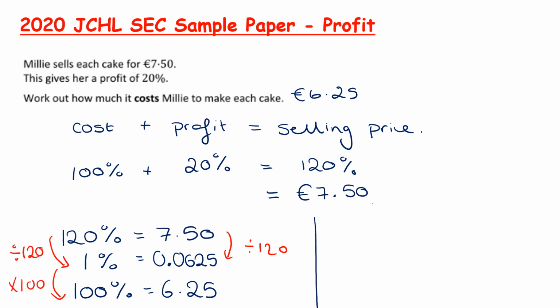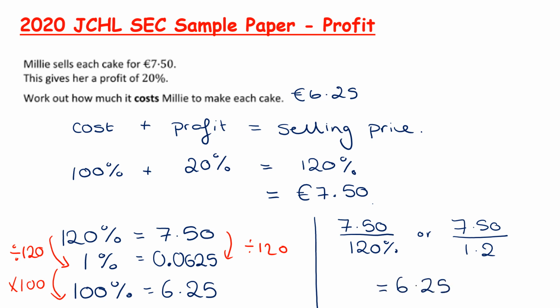There is a little shortcut that you can do, which is that we take our 750 and divide that by 120%. Or if you prefer decimal, we can do 750 divided by 1.2. Either way, it'll give you the 6.25. It's just a little bit quicker, but it gives you the exact same answer. When we're working with VAT, this is going to be a very common method, so make sure you understand how it works.